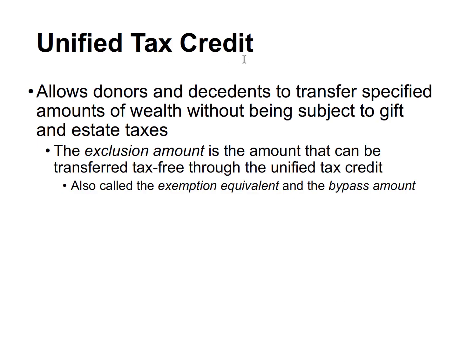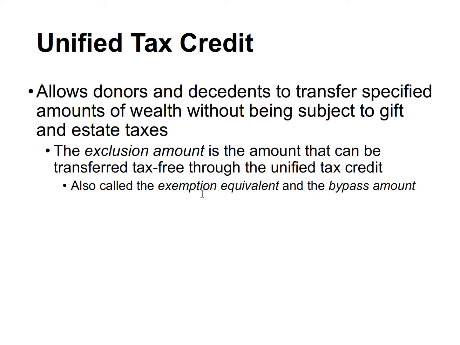So the unified tax credit, again, is unified in the sense of both the estate and gift tax system. It allows donors and decedents to transfer specified amounts of wealth without being subject to gift and estate taxes. So remember, when it comes to gift taxes, there's an annual exclusion amount per year for each donee. But there's also this lifetime unified tax credit that's applied to both gift and estate tax. That's what we're talking about here, the lifetime amount. And that can change. That can be many millions of dollars, or it can be a lot less than that.